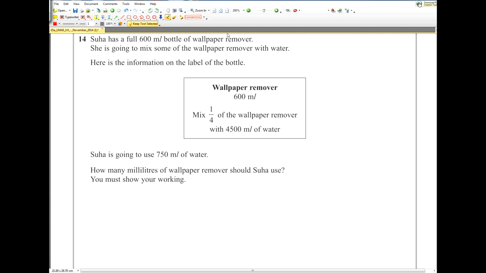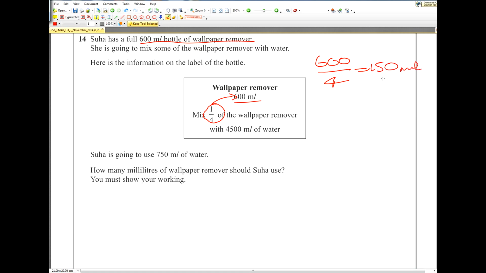Suha has a full 600 milliliter bottle of wallpaper remover. I've never heard of a wallpaper remover bottle of it. She's going to mix some of the wallpaper remover with water. Here is the information on the label of the bottle. It comes in 600 ml, and you have to mix that much for that much. She is going to use 750 milliliters of water. Let's first of all write the information down. Now we need to mix a quarter of this. So let's work that out. 600 divided by 4 is equal to?